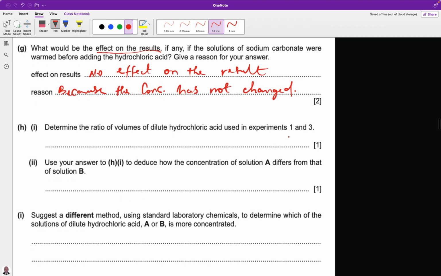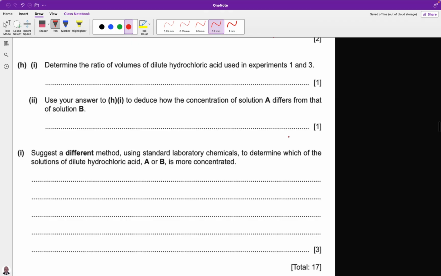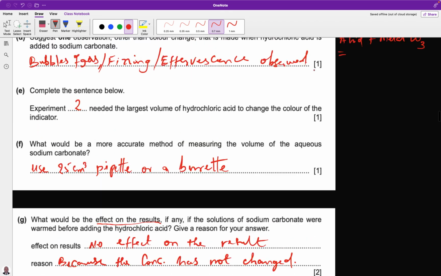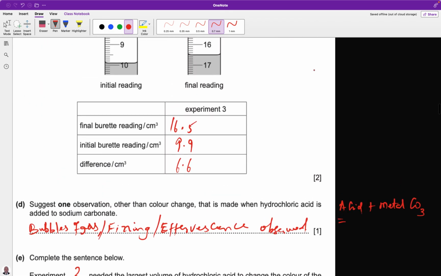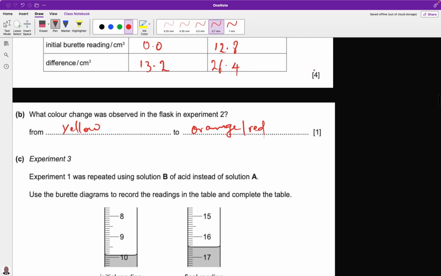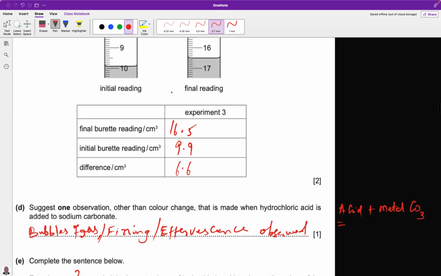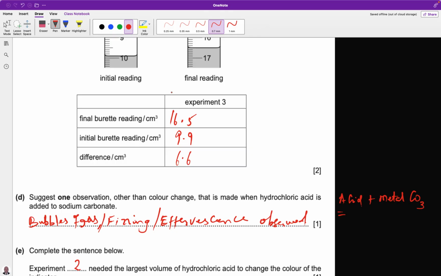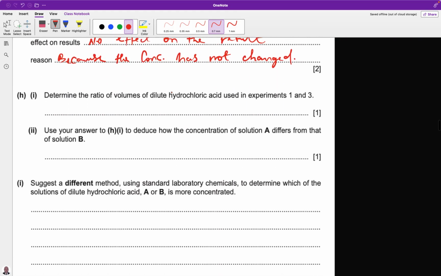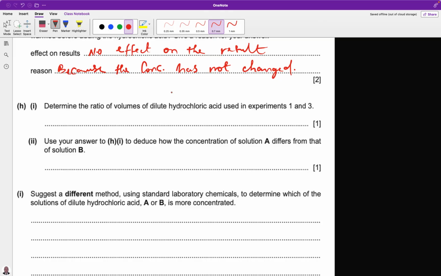Let's go to the H part of it. The H part of this question says, determine the ratio of volume of dilute hydrochloric acid used in experiment 1 and 3. In experiment 1 we had 13.2. Experiment 3 we had 6.6.